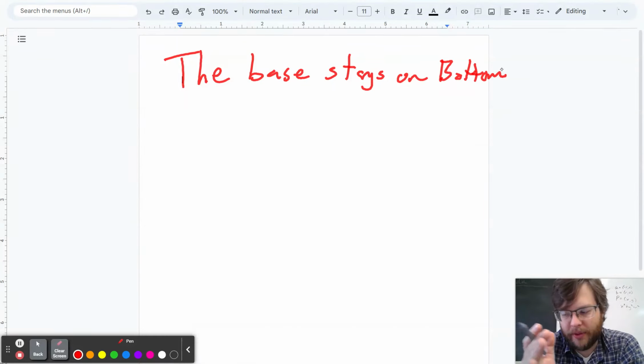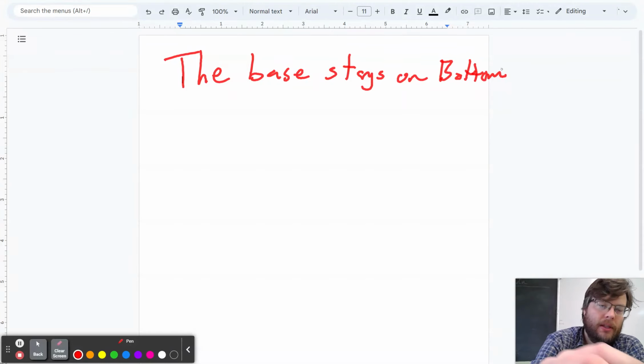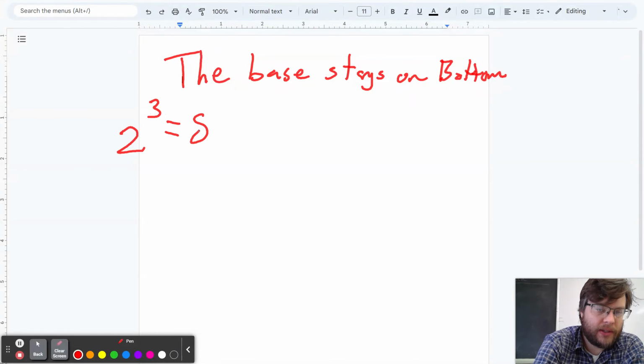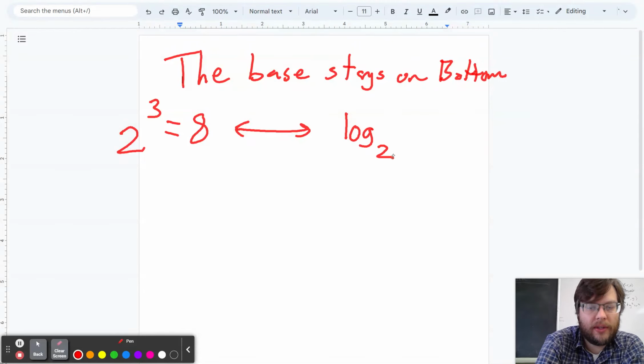Once you identify what number the base is, you just flip the other two numbers around and change it from either being an exponent to a logarithm. The rest of it is the same. So here's an example. If I write down that 2 to the third equals 8, that is the same as writing down log base 2 of 8 is equal to 3.